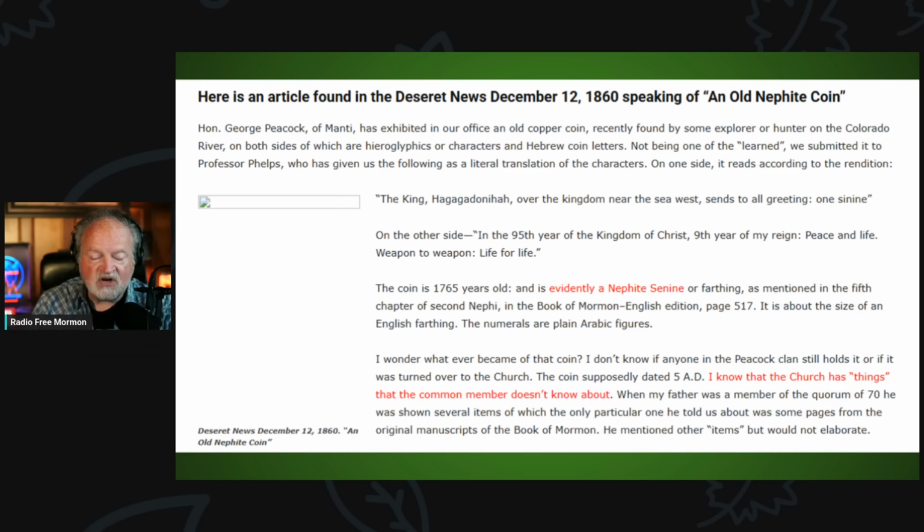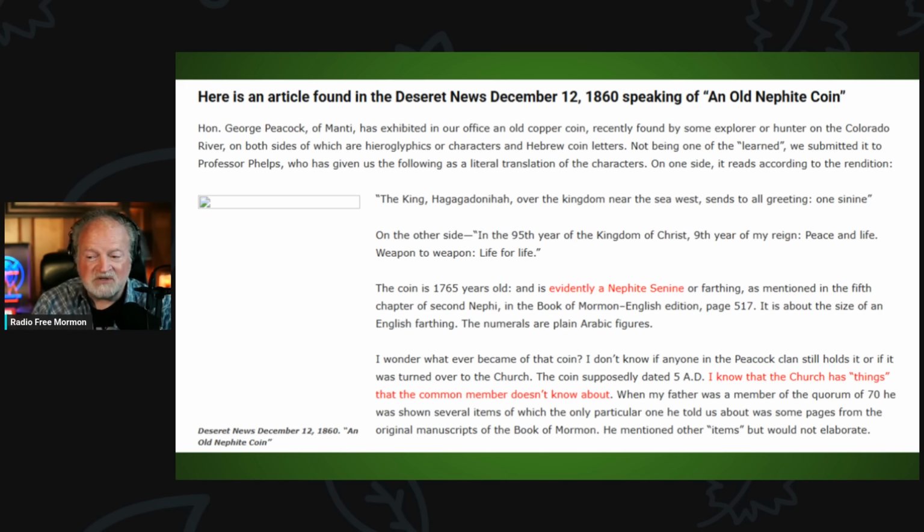"On both sides of which are hieroglyphics or characters and Hebrew coin letters. Not being one of the learned, we submitted it to Professor Phelps, who has given us the following as a literal translation of the characters." Your mission, Mr. Phelps, should you decide to accept it, is to decipher this coin from whatever it's written into English. And Professor Phelps was up to the task somehow. I don't know how he did it. Maybe he has his own seer stone.